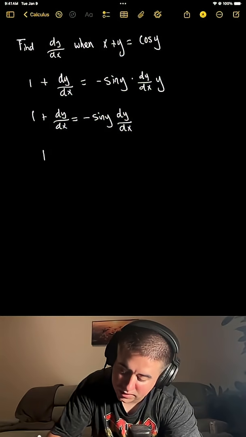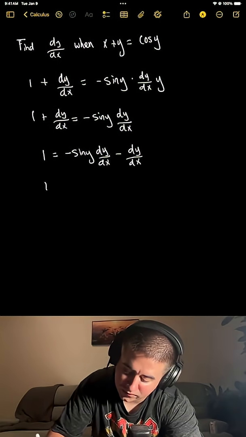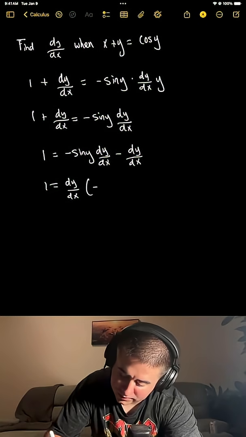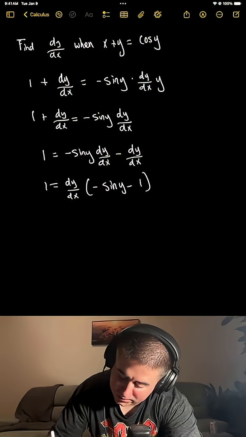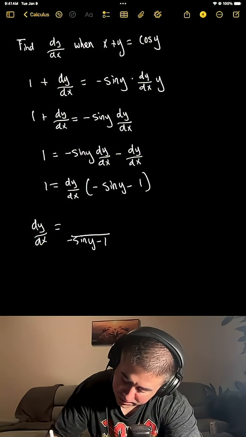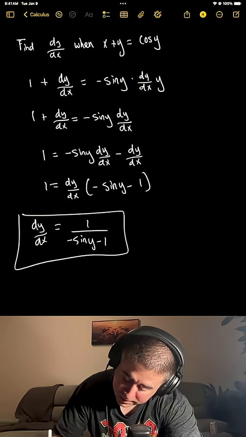So we're just left with 1 is equal to negative sine y dy/dx minus dy/dx. And now we can go ahead and factor that dy/dx out. And we are left with negative sine y minus 1. And then we can divide by that. So what we have is dy/dx equals 1 over negative sine y minus 1. We write the denominator below the 1, and this is our final answer.